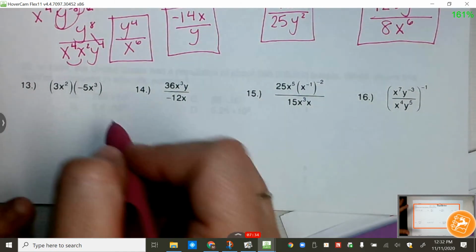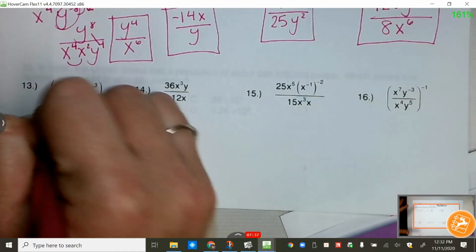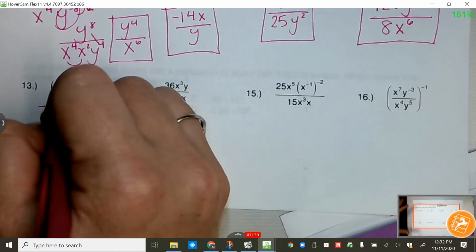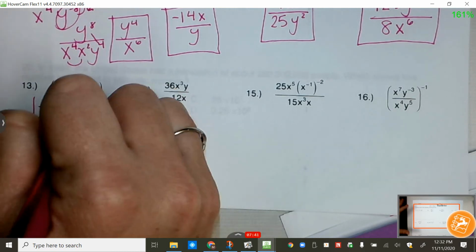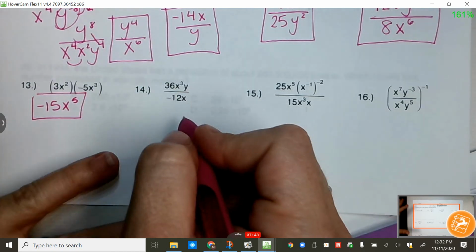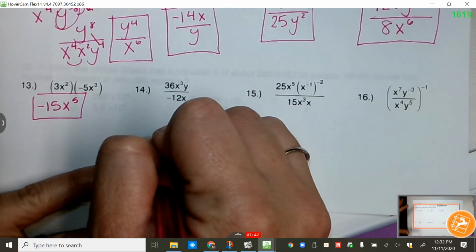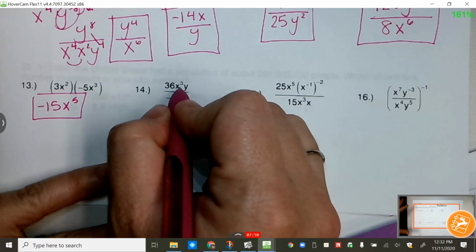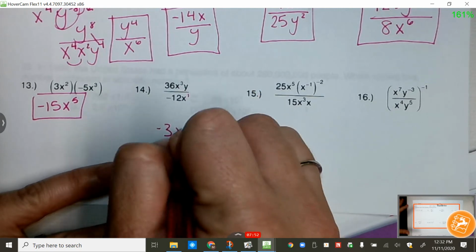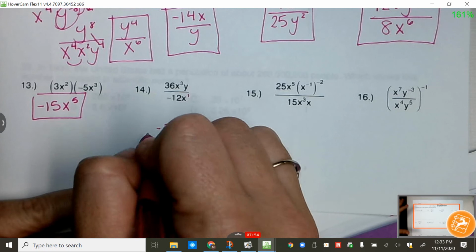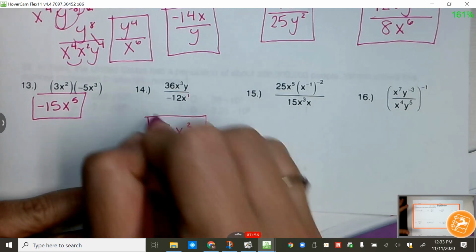Okay, 3 times negative 5 is negative 15. Now remember you add exponents, so 2 plus 3 is 5. 36 over negative 12 is negative 3. X, so 2 minus 1 is just x squared, and then y has nothing to simplify with, so everything on the bottom canceled out, and there's your answer.